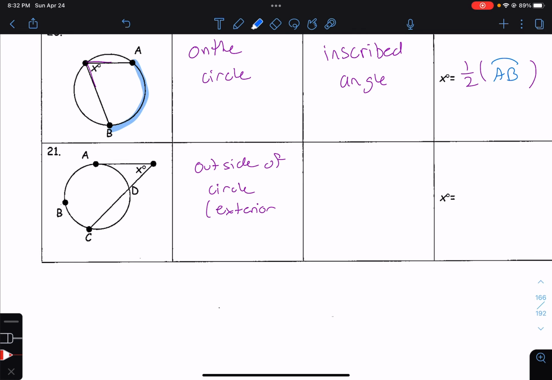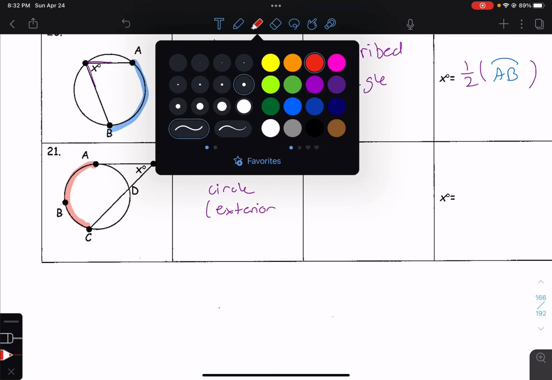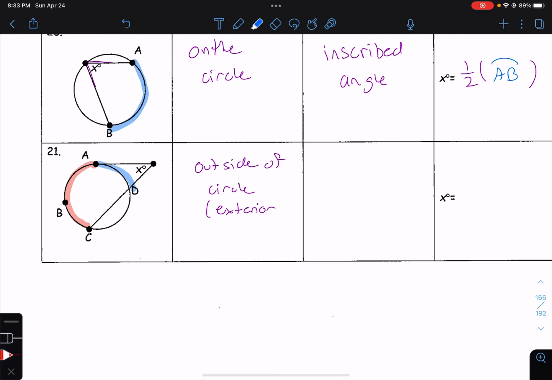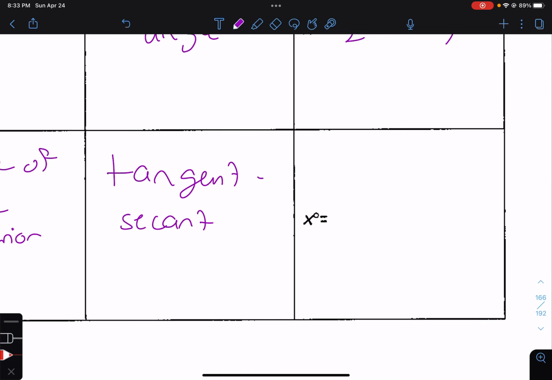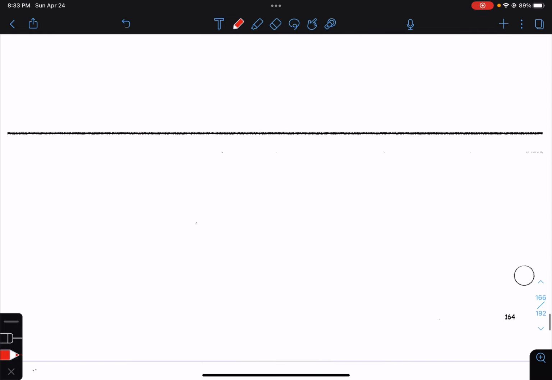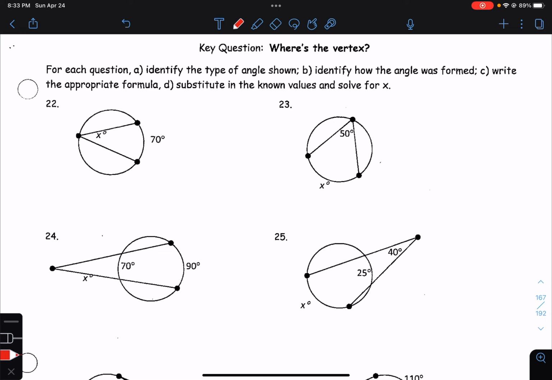So let's go ahead and label our sides here. We've got our big arc ABC, and then our little arc, in this case, is going to be AD. Tangent, secant, and then the formula is 1/2 times arc ABC minus arc AD. All right, let's go ahead and see what work we can do here.